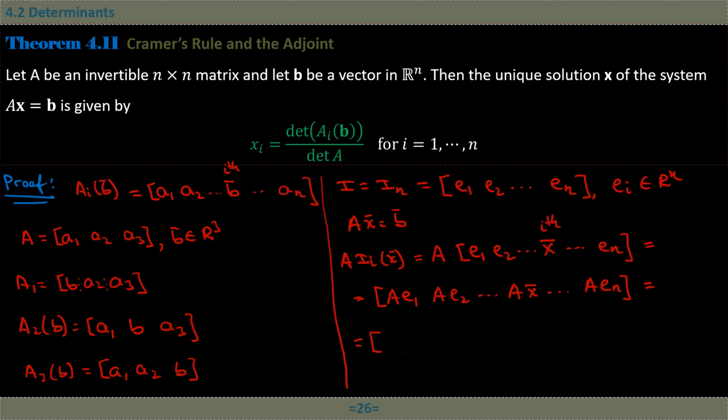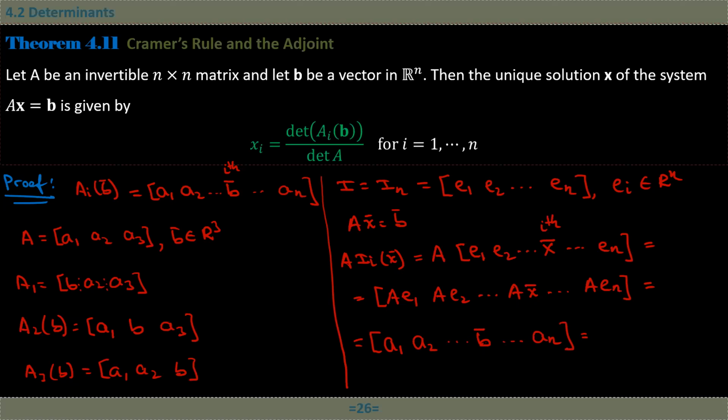So here we have, let's say, the first column of matrix A is A1. If you multiply this unit vector by A, it gives us the second column of A, dot, dot, dot. Here, what is AX? From the equation, AX is equal to B. So here we have vector B, dot, dot, dot. And here we have AN. Now, what we have here is exactly the matrix A.